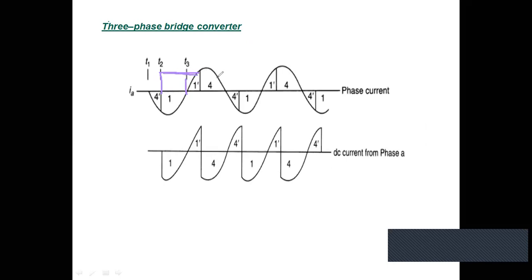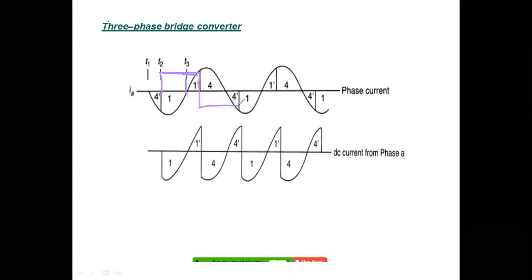So this is the phase current. Similarly, you will have the other currents, that is IB, IC, and all the others. Please remember that here one is conducting. Next, four, the bottom one, is conducting. So four is conducting up to this instant. After that, 4 dash is conducting.